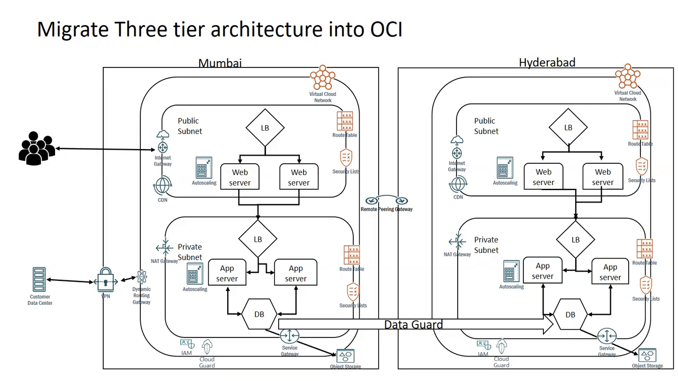For example, if I define object storage here, where the database backup is stored, it should be a private one. Suppose a public bucket has been created by mistake, then Cloud Guard will act on it. It will intimate the administrator and also convert the public bucket into a private one.